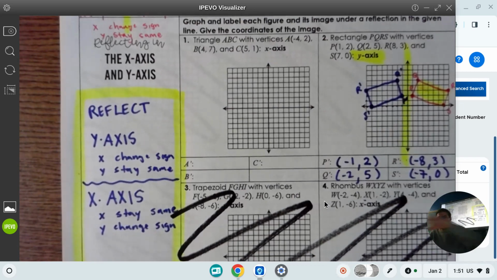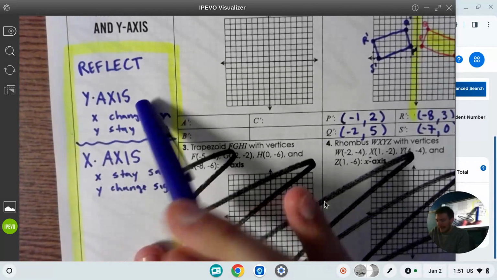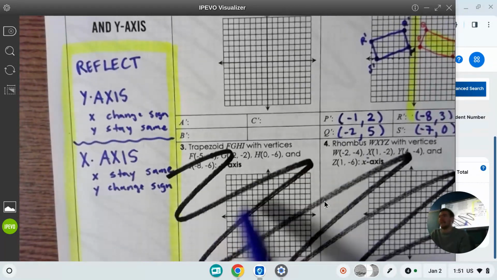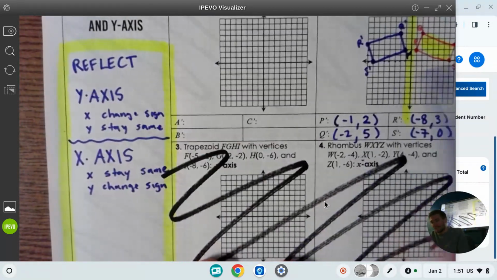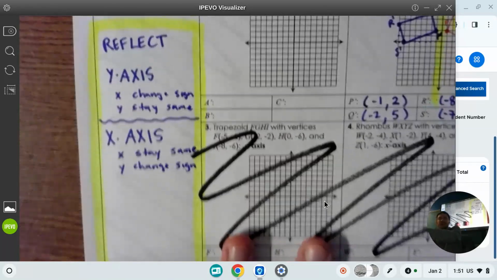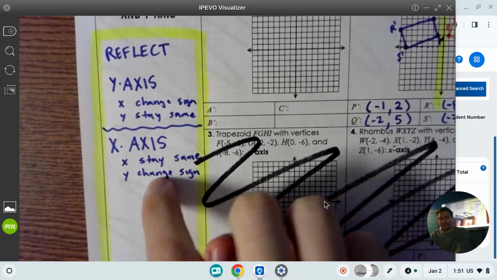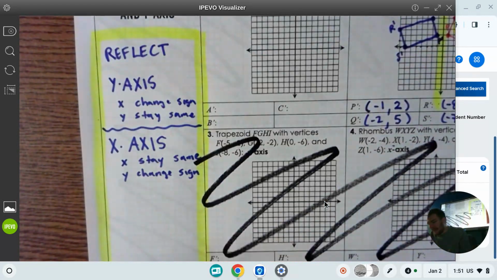All right, finishing up reflections. We talked about reflections with the y-axis and the x-axis, and I was telling you, I think this is the most important thing to write down all day. So especially if you're just coming back from lunch, if maybe you were snoozing before lunch, you were watching YouTube, this is it right here.